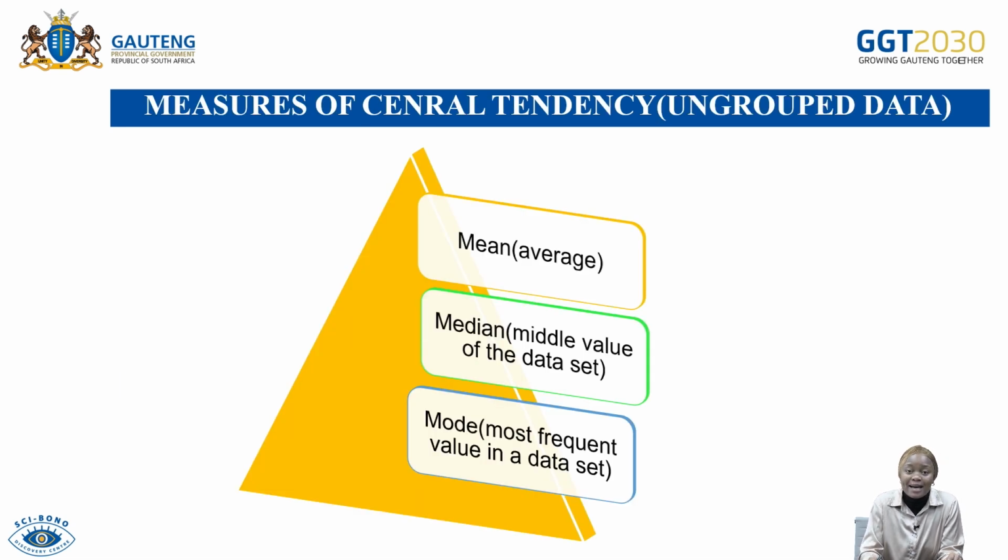Okay, so under the measures of central tendency of the ungrouped data, we will be looking at the mean, which is the average. Then we'll be looking at the median, which is the middle value of the data set, and then the mode, which is the most frequent value in the data set, or the value that appears the most.